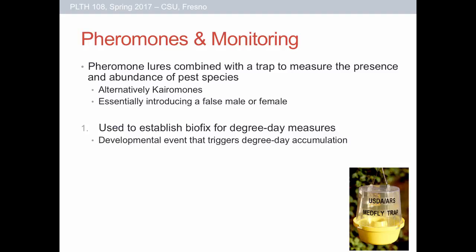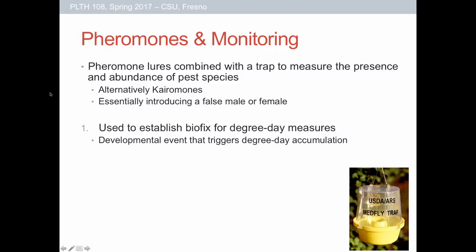So the first way that people figured out to use pheromones was just through monitoring, like we're doing right now, where essentially you have a combination of a sex pheromone with some sort of trap that catches the insect. The insect flies up the plume, thinking there's a female, gets caught, and you can use that as a way to establish whether a pest is present, and what life stage they're in, in order to calculate degree days. There's a handful of applications that are useful.